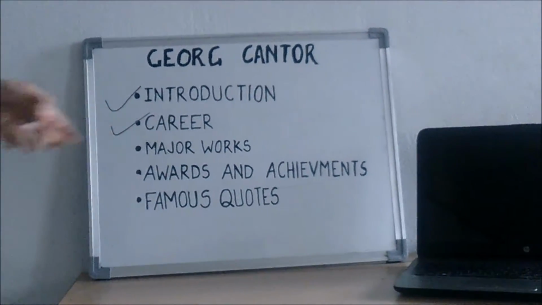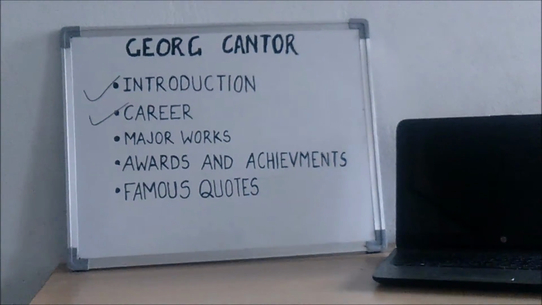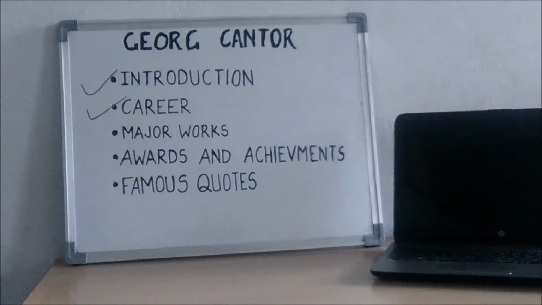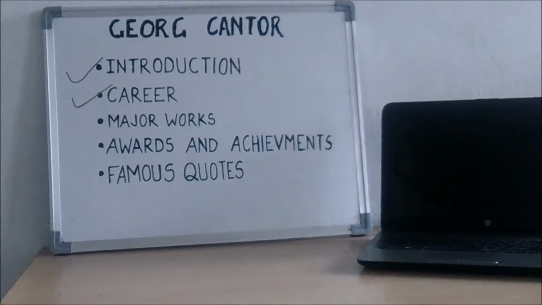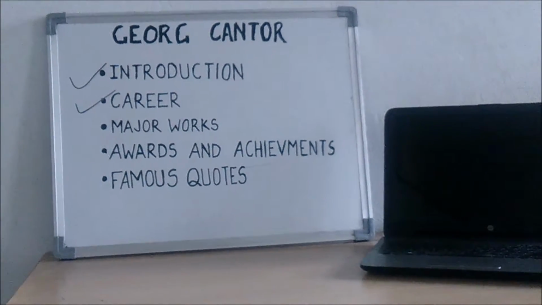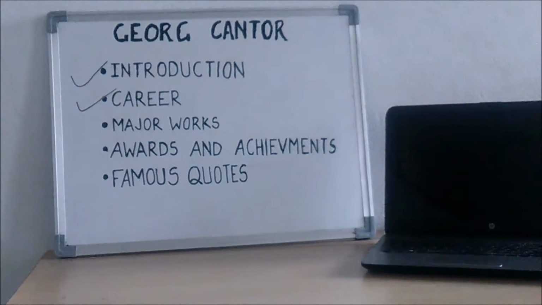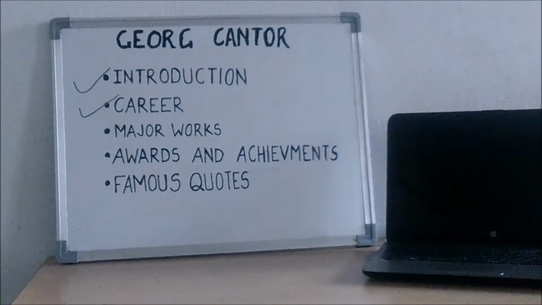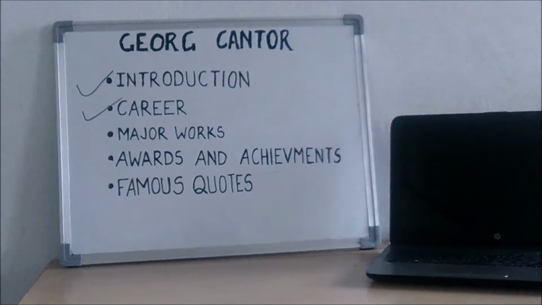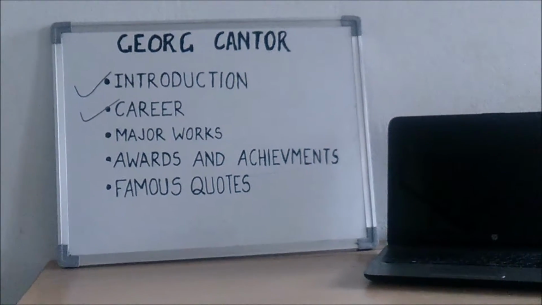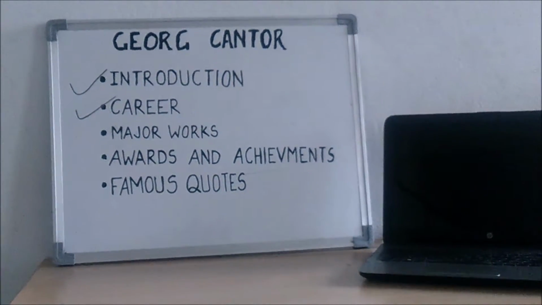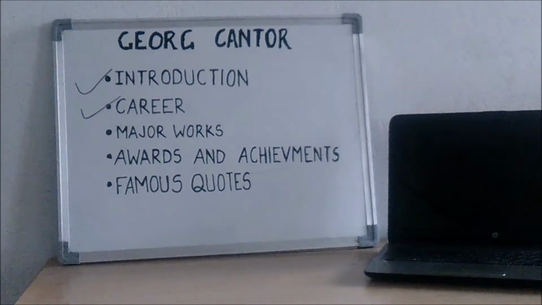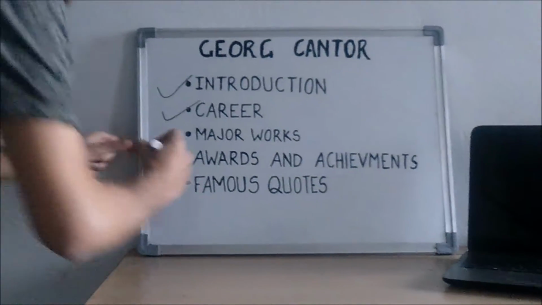Now coming to the major works. He founded set theory, the branch of mathematical logic that studies sets. This theory is most commonly applied to objects that are relevant to mathematics, though any type of object can be collected into a set. He also gave a new method of constructing transcendental numbers in 1874, which were first constructed by Joseph Liouville in 1844. Okay, so these were his major works.